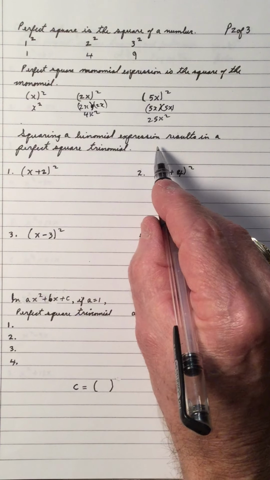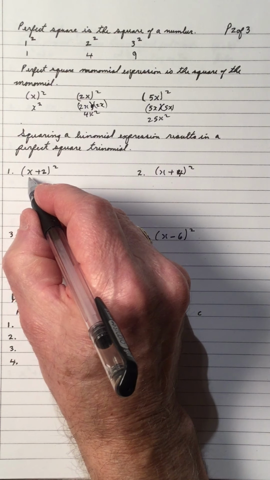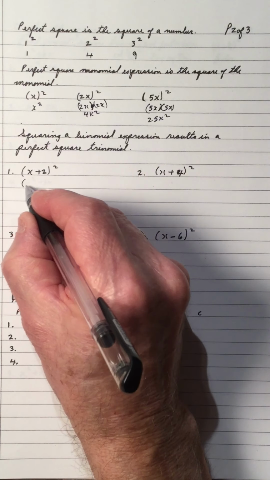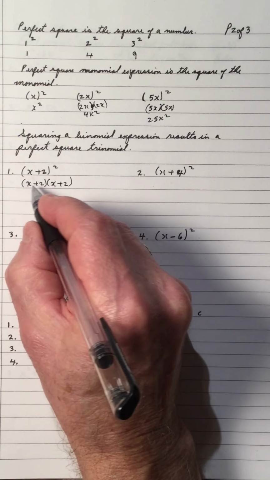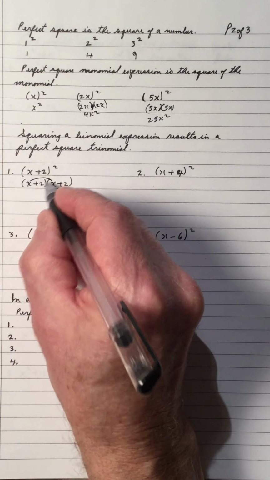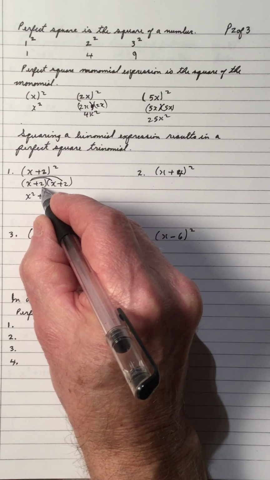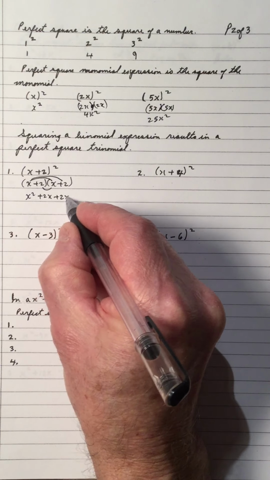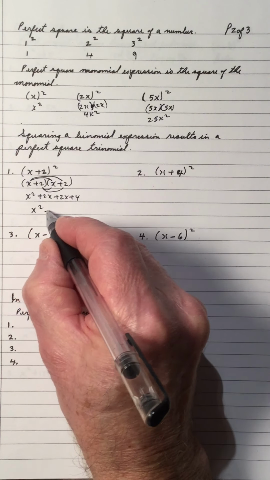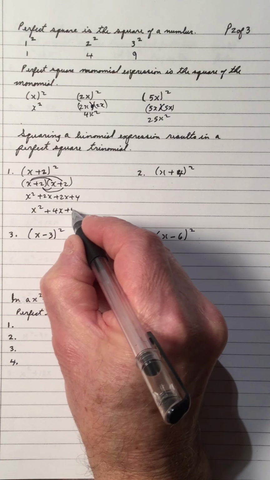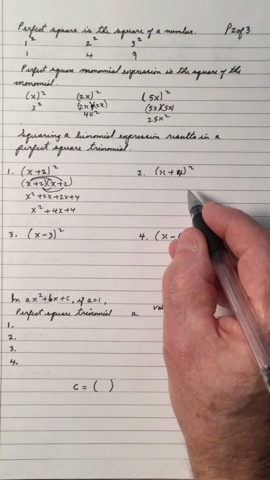Squaring a binomial expression results in a perfect square trinomial. So let's take x plus 2 and square it, so that's x plus 2 times x plus 2. With two binomials we're going to use FOIL. First, outside, inside, last. So that gives x squared. You add the two middle terms, you're going to get 4x, and leave the 4.